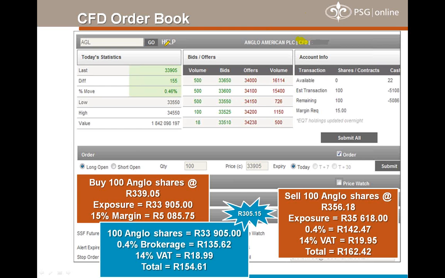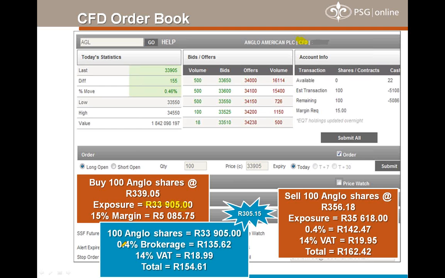Okay. So here, for example, we're going to go buy some Anglo shares. I'm going to go buy 100 Anglos at R339.05. That will be my normal exposure with equities. So obviously my exposure is the same with CFDs. I only have to put down 15% margin, however. So I'm putting down 5,000 Rand to have exposure of 33,000. You see what I mean by being capital efficient? I can use my other funds for other positions, other shares.